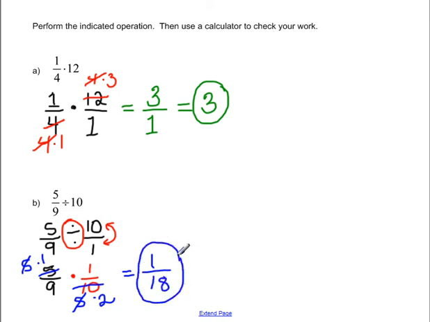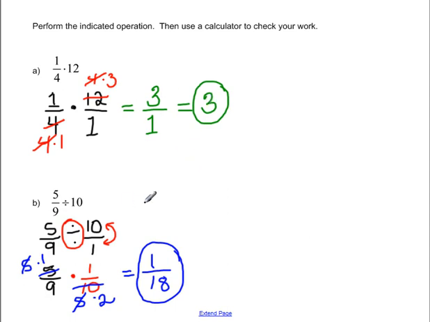Now we want to be careful not to change this to 18. Notice that the 1 is in the numerator here. 1/18 is not the same as 18, so this we want to go ahead and leave in this form. But 3/1, that's the same thing as 3.